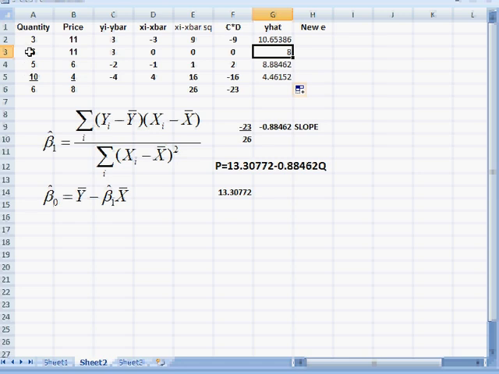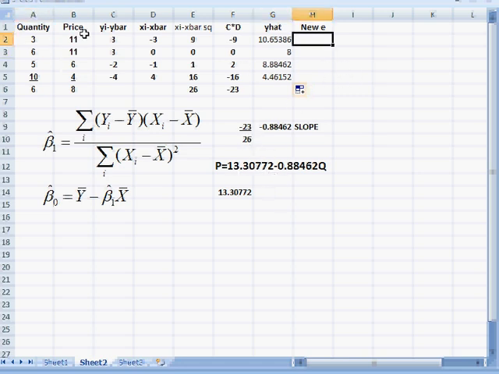Now I want you to notice something interesting that is always true. The best line always goes through the average x, which is 6, and the average y, which is 8. Always true with the best line that minimizes the sum of squared residuals. So if you're ever trying to figure out what that line is, start with that point at the averages and work out from there.